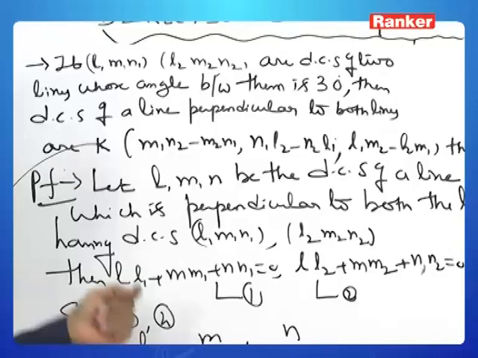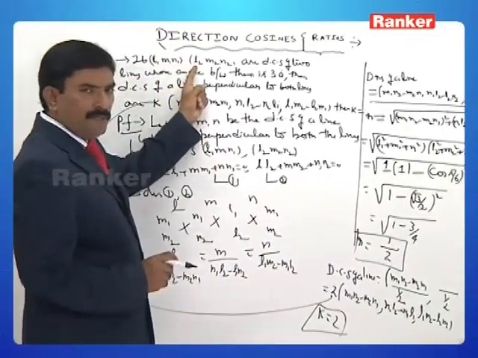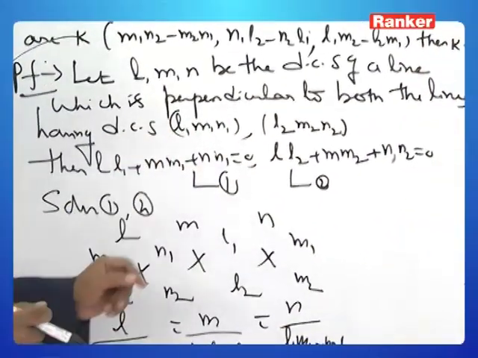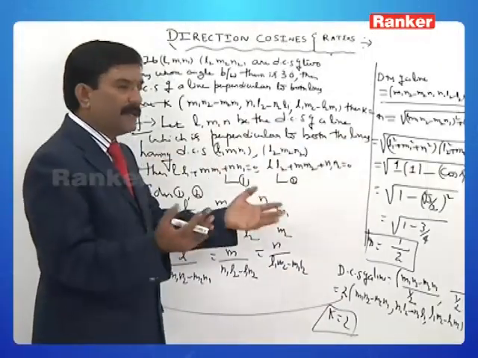Therefore, k is equal to 2. Once again, if l1, m1, n1 and l2, m2, n2 are the DCs of two lines whose angle between them is 30 degrees, then the DCs of a line perpendicular to both the lines follow as above.